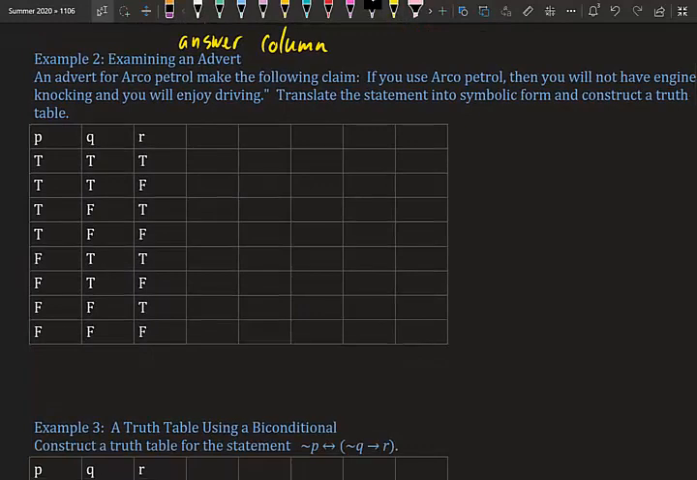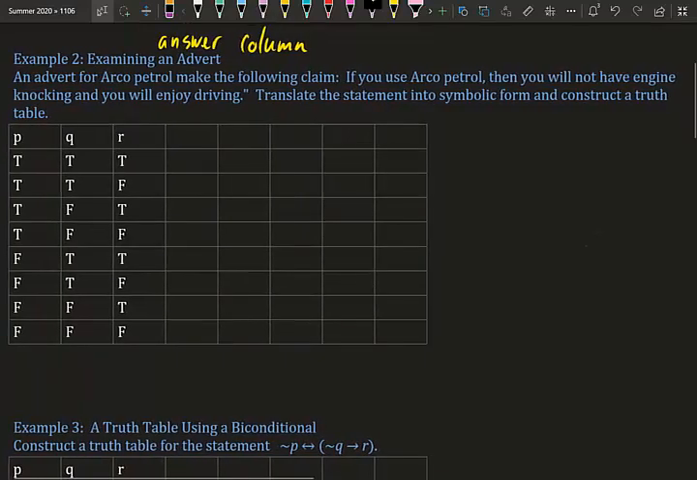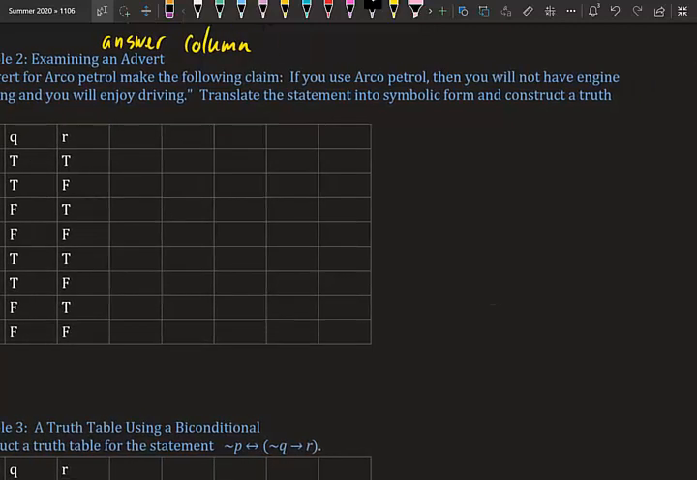An advert for Arco-Petrol makes the following claim. If you use Arco-Petrol, then you will not have engine knocking and you will enjoy driving. Translate the statement into symbolic form and construct a table. Alright, so let's bring this out. Let's figure out our P's, our Q's, and if we have another thing in R. So our first statement is the Arco-Petrol.